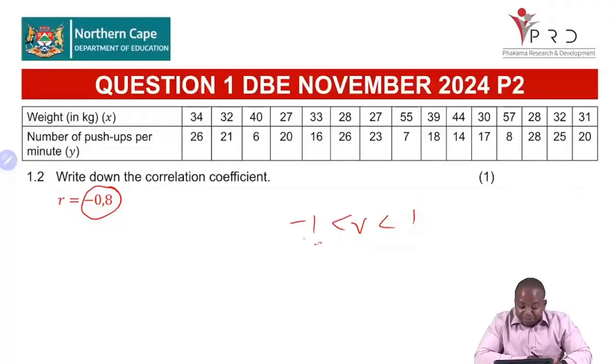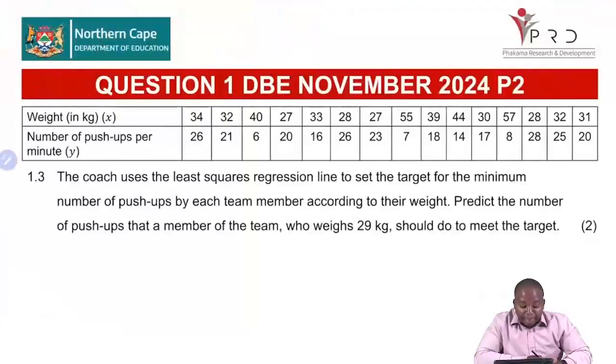Let's proceed to our 1.3. 1.3 reads as follows. The coach uses the least squares regression line to set the target for the minimum number of push-ups each team member must do according to their weight.